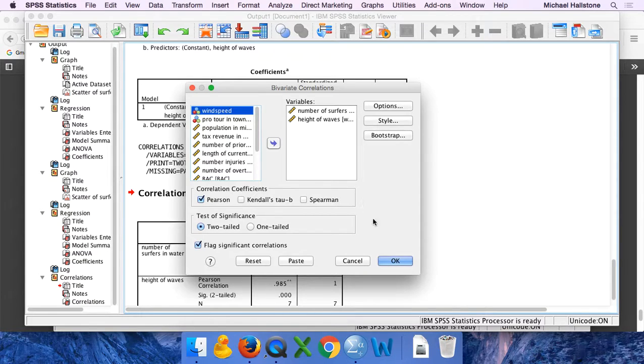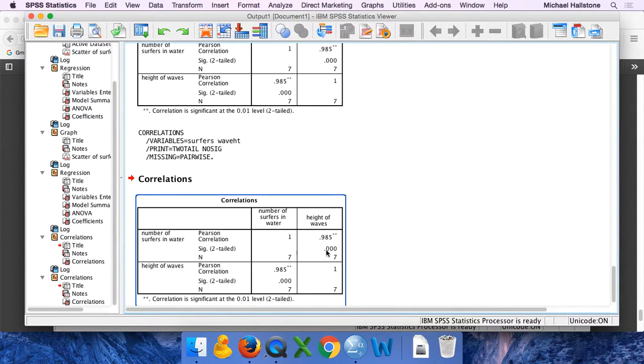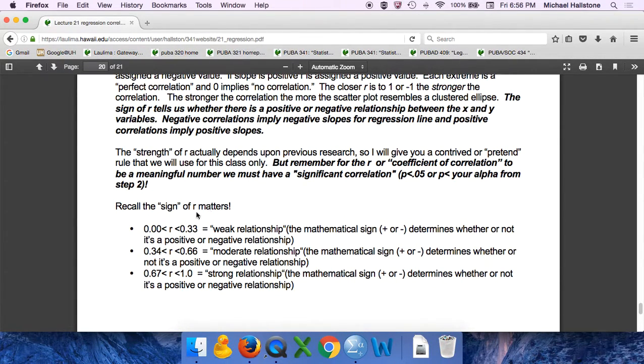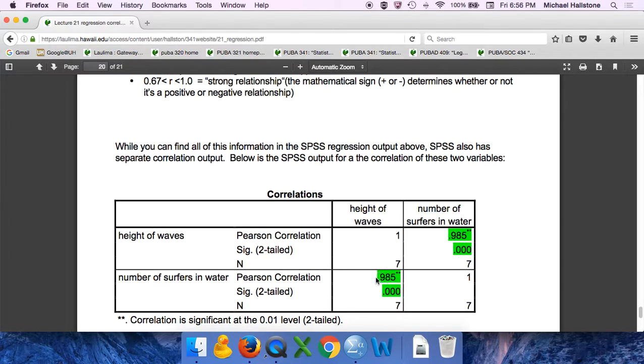You move your two variables over and you push OK. There's your r, there's your p-value. And in order to interpret it, you need to look at the lecture and use this matrix right here. You need to talk about the strength and then also the sign. So that's a strong positive, and it's meaningful because we have a small p-value of less than 0.05.